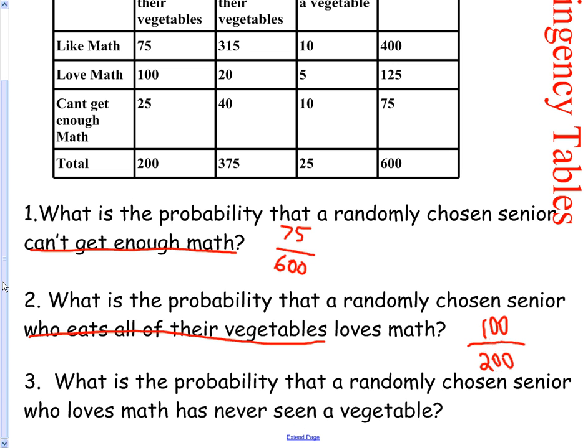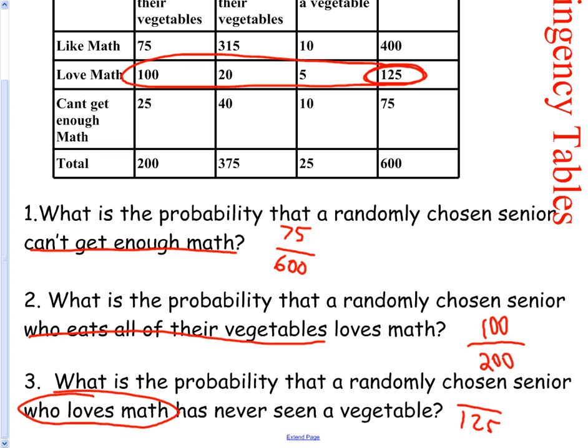Probability of random chosen senior who loves math. Ooh, that sounds to me like they're giving me the fact that the person loves math. So therefore, I got to find the loves math. That would mean these are all the things that are possible. This row right here. So it's out of 125. You agree? Okay, good. And then has never seen a vegetable. So of those, I got to look for has never seen a vegetable.